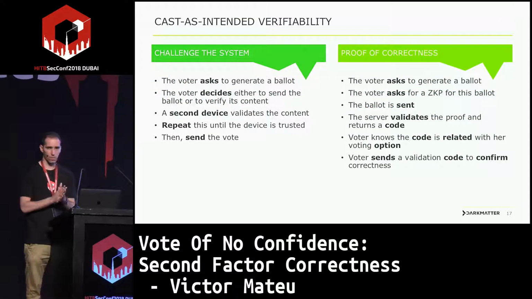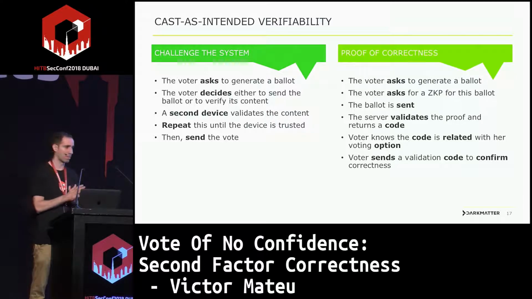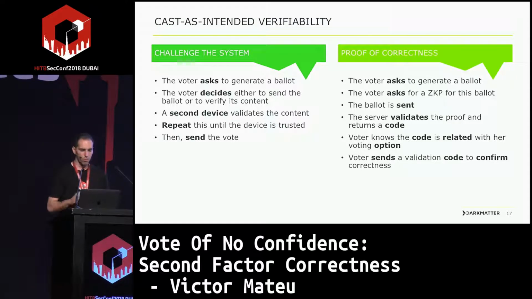There are 2 ways to achieve this cast as intended verifiability. The 2 approaches are very similar, yet very different. One of those is to challenge the system. I know that my device might be misbehaving, so as the voter, I ask my device to generate a ballot for a candidate.